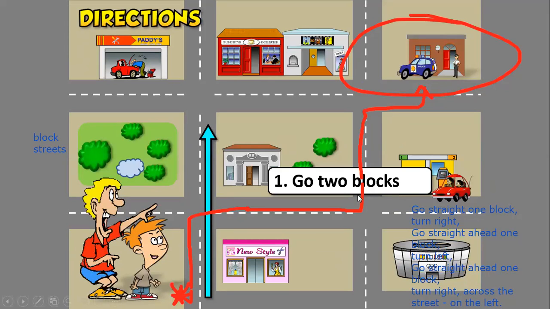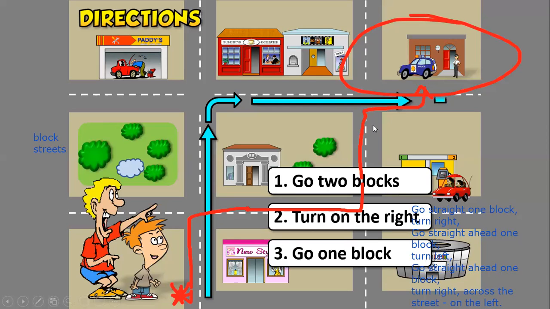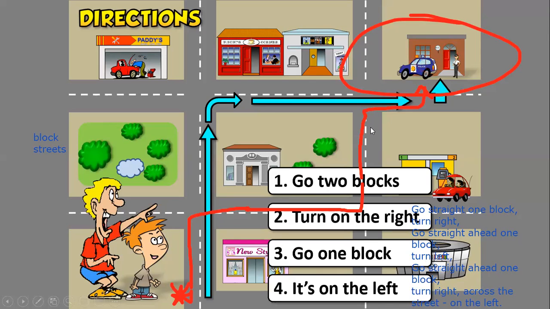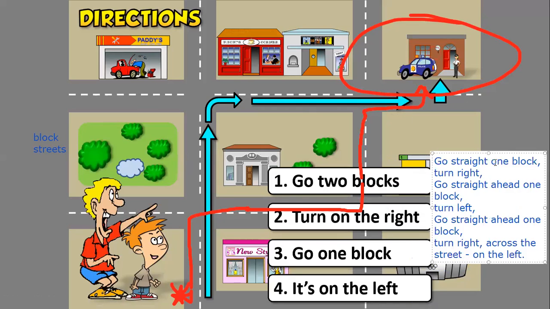So we have first go straight ahead two blocks, right? Then turn right. Vamos bien. Después go one block. And it's on the left. Oh, very good. Well, it was similar, you guys. Don't worry. Estaba casi ya, nada más que nosotros nos complicamos un poquito más porque pues nos venimos aquí abajo. But that was very good, you guys.